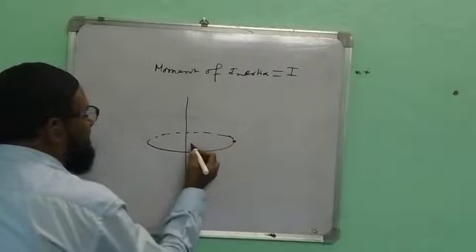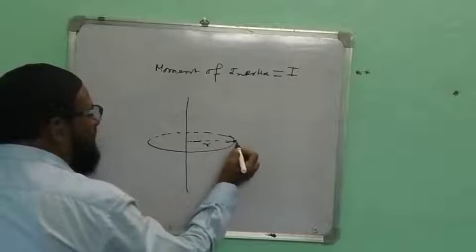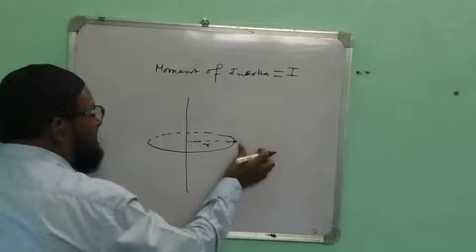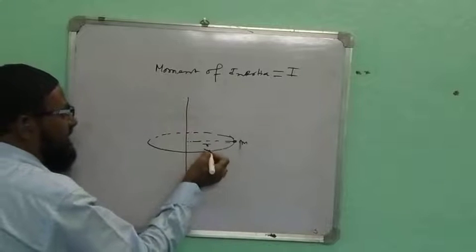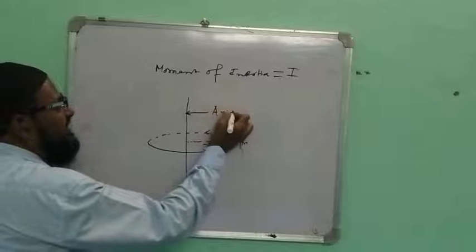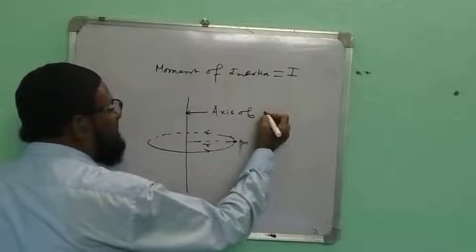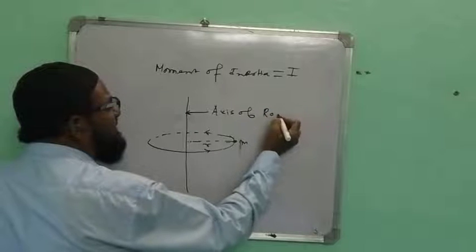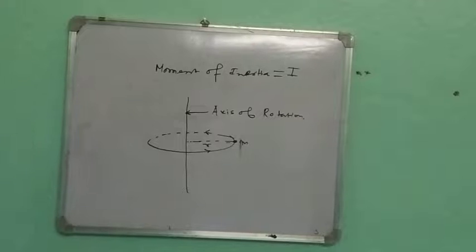Now, a body is here, and this distance is R. Here is the body. This is the mass A. The body is rotating like this. This line is known as the axis of rotation.